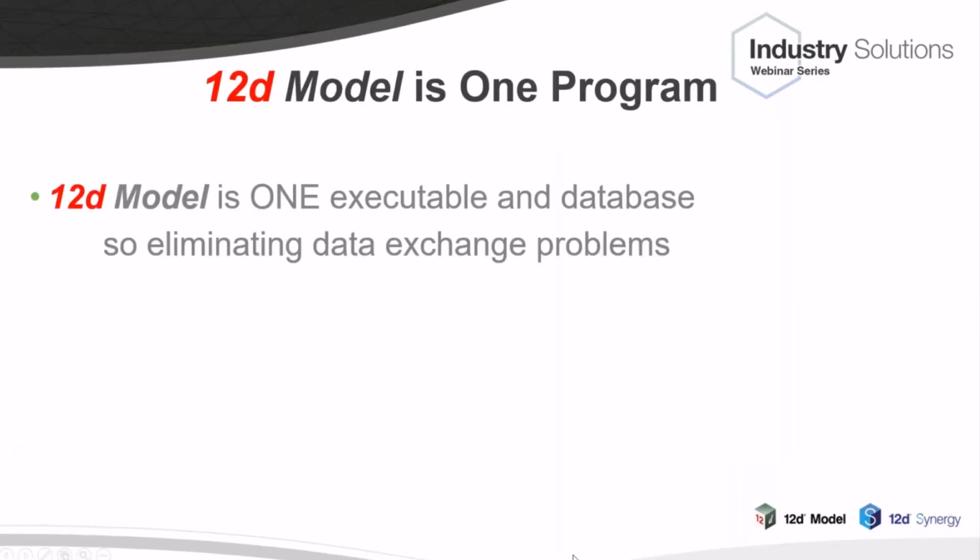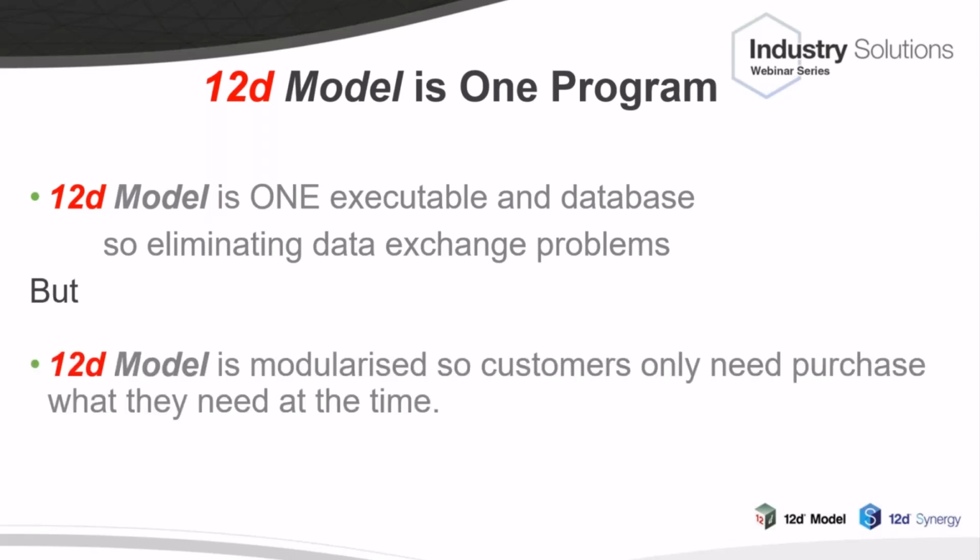Obviously, there's a lot of things in 12D Model 15, and I can only go through some of them. So I've tried to cherry pick the ones that will appeal to everybody. As you know, 12D Model is just one program. So just pointed out to people who don't know so much about 12D Model, it's only one executable and one database. So you don't have these data exchange problems because it's not going between different softwares. But it's been also modularized, so customers only need purchase what they need at the time.